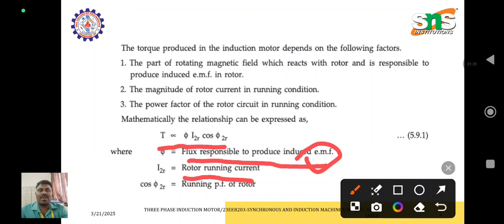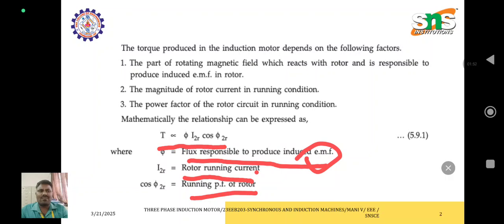And next one, cos phi. Cos phi is nothing but the power factor, and the 2R represents the running power factor of the rotor, the power factor of the rotor under running condition. Therefore the torque is directly proportional to flux, rotor current, and power factor of the rotor.